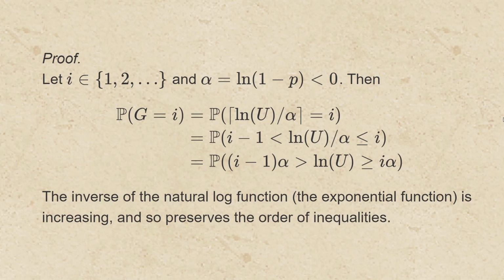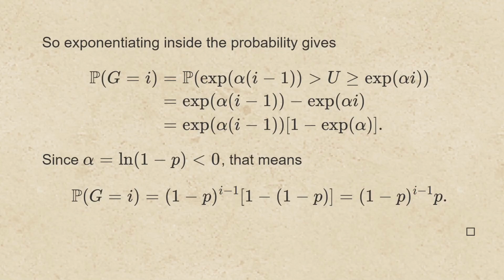Inside the probability, we can multiply through by alpha. Because alpha is negative, we have to switch the order of the inequalities, and the probability is that I minus 1 times alpha is greater than natural log of U, which is greater than or equal to I times alpha. Now, the inverse of the natural log function, the exponential function, is increasing, and so preserves the order of inequalities. So exponentiating inside the probability gives that the probability that G equals I is the probability that the exponential function applied to alpha times I minus 1 is greater than U, which is greater than or equal to the exponential function applied to alpha I.